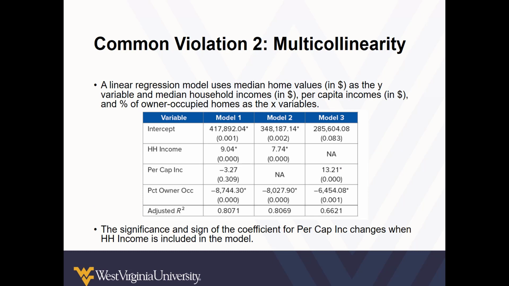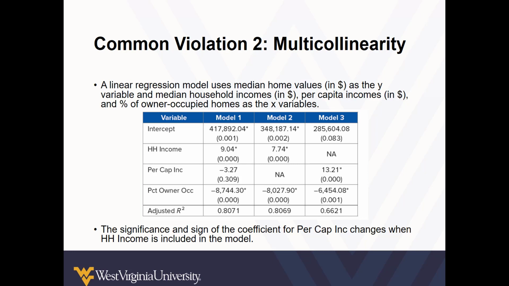So this model aims to predict home values with household income, per capita income, and the percent of owner-occupied homes. The first model includes all 3 of those potential independent variables. Model 2 drops per capita income and Model 3 drops household income. Take a careful look at the independent or predictor variables in the models. What could be going on here? Are the results what you would expect?